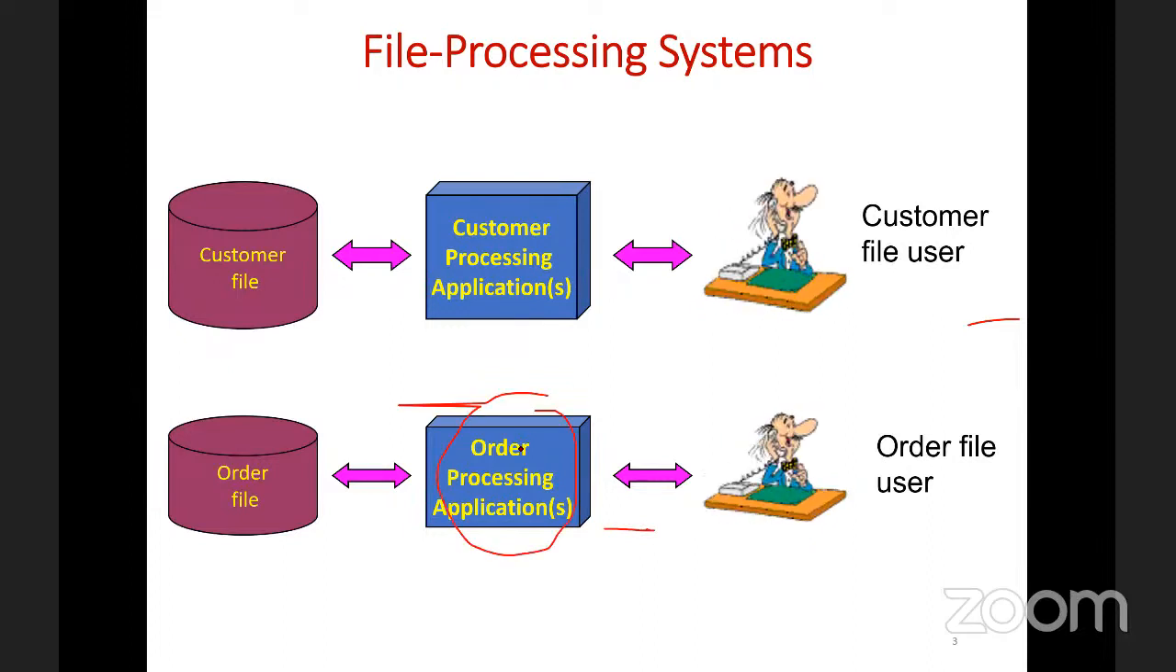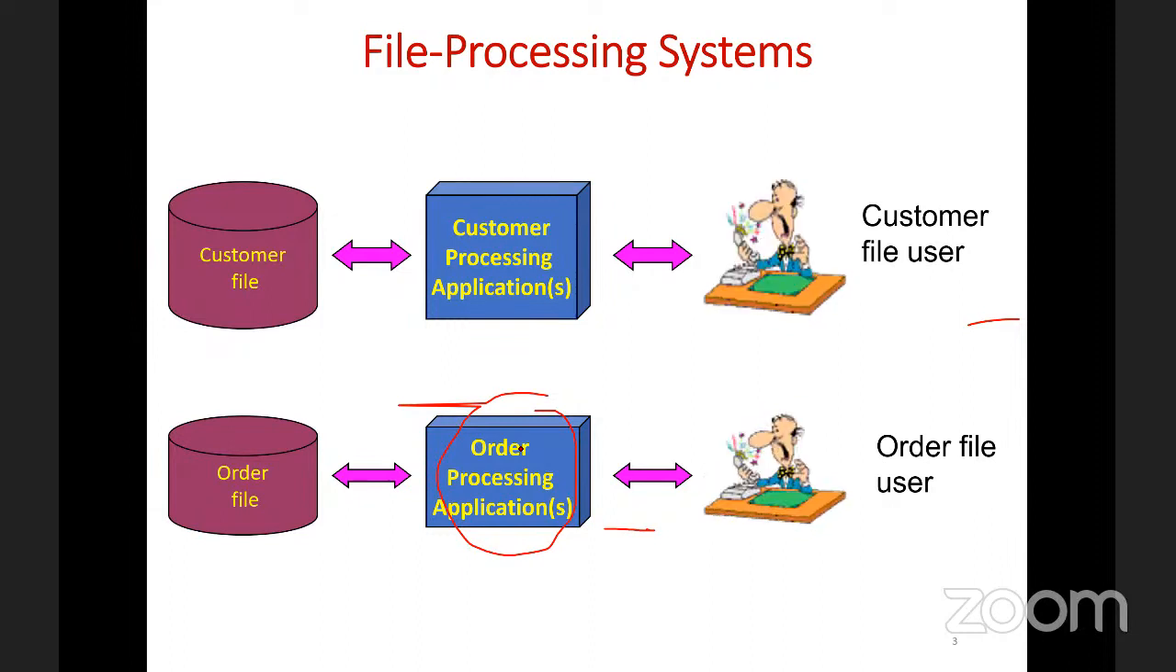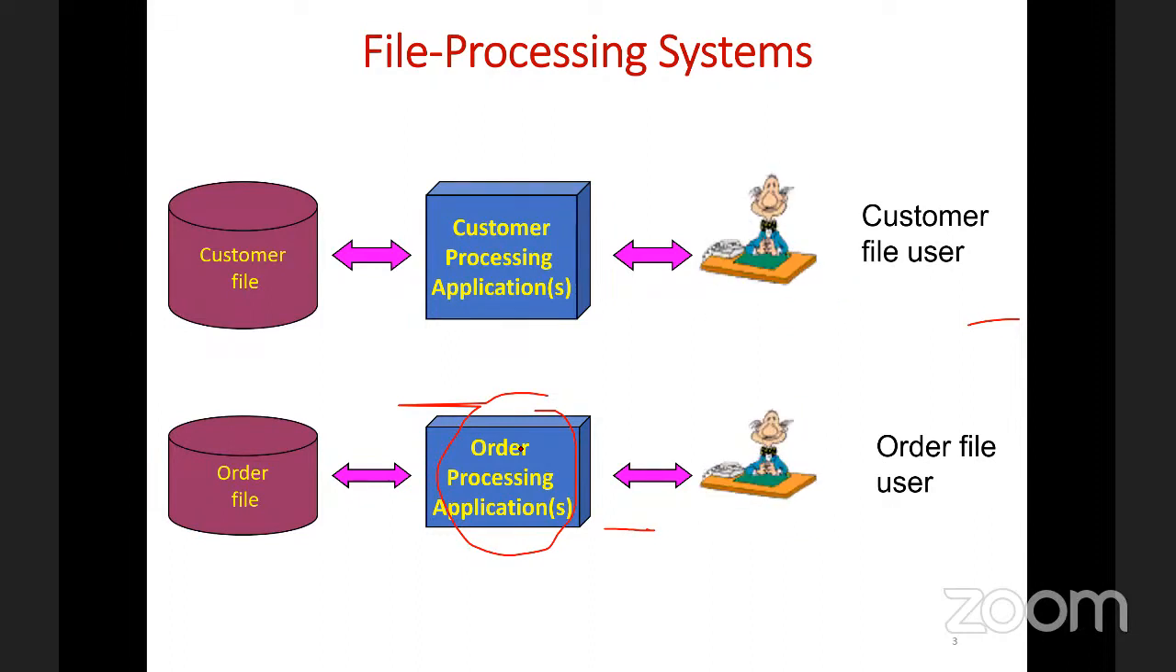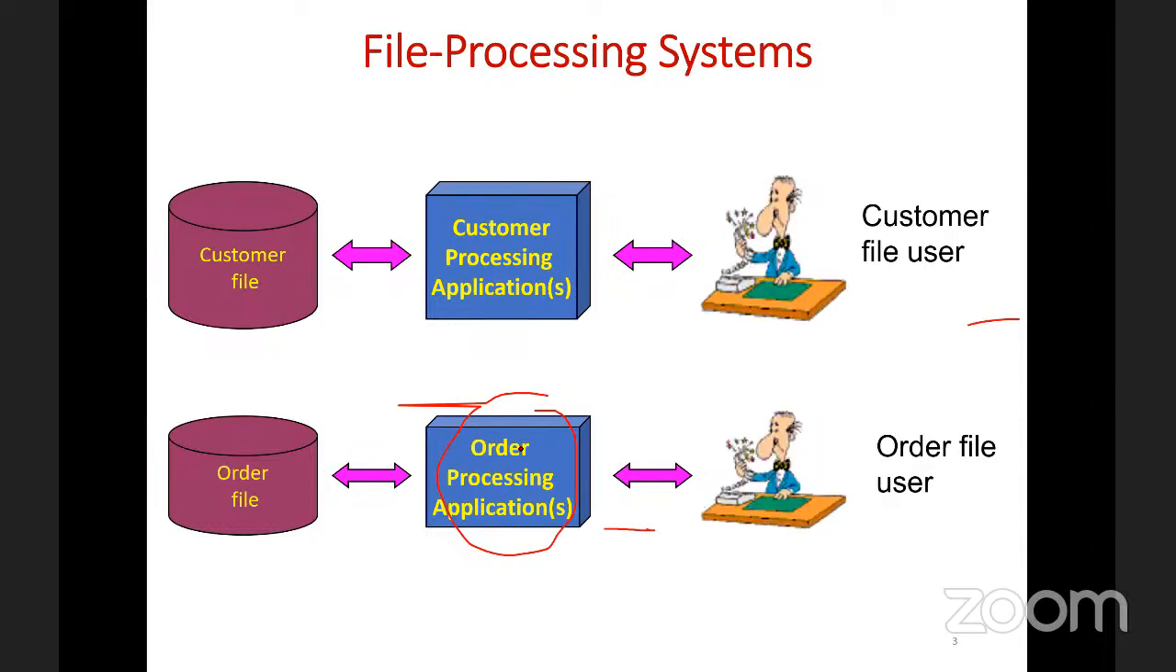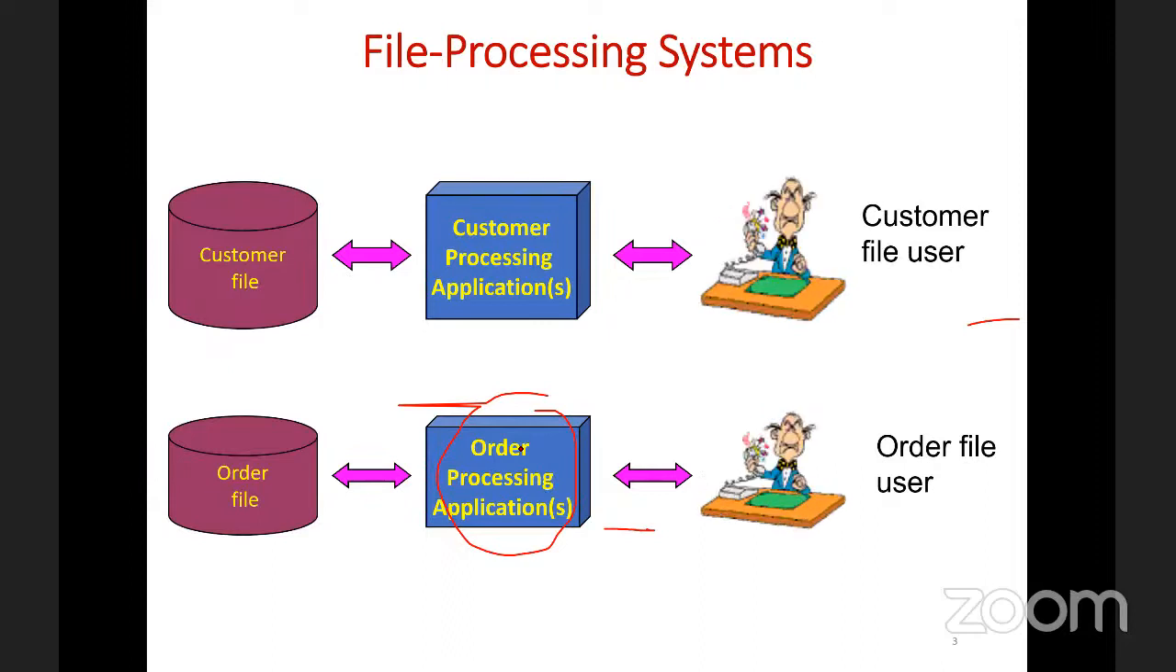Now what will happen? The integrity. The information about one customer is different: at one place some address is there, at some other place some other address is there. So that is the problem with duplicacy.